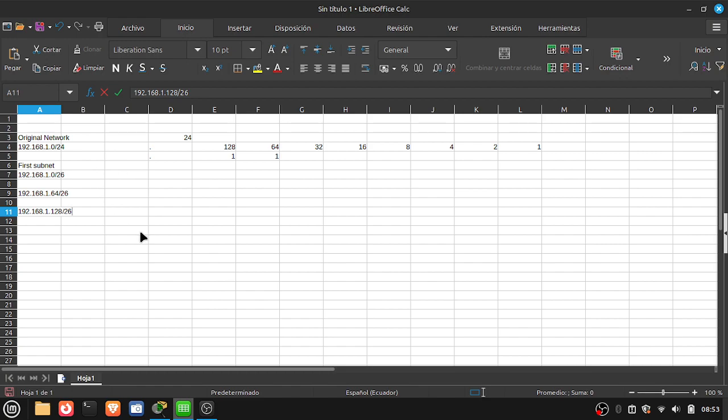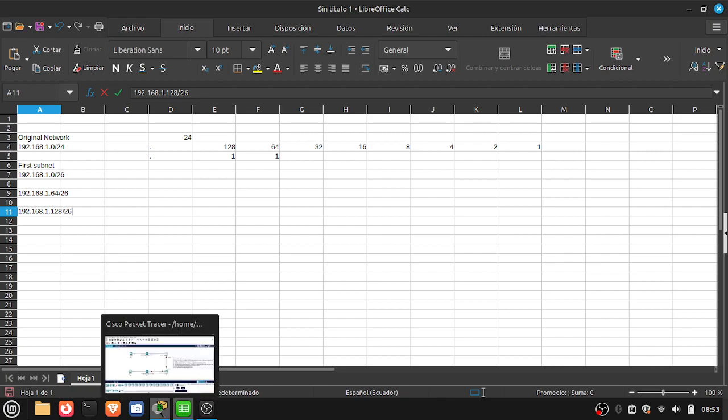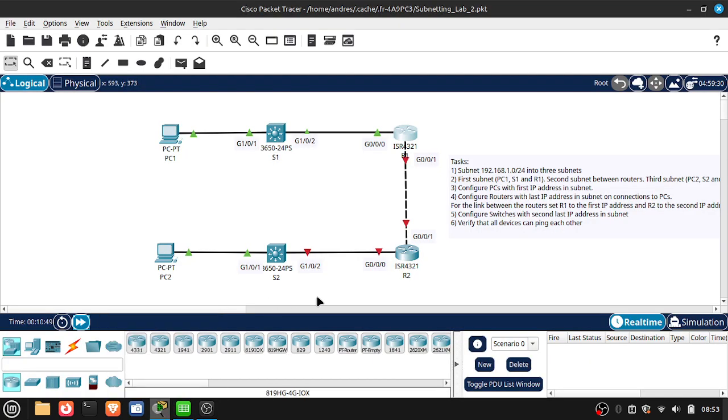And that's it, we have our subnets, we have everything. Now we need to configure everything that we have. So go to the lab and start doing the subnetting. The router will add the IP for the link. Set the first.